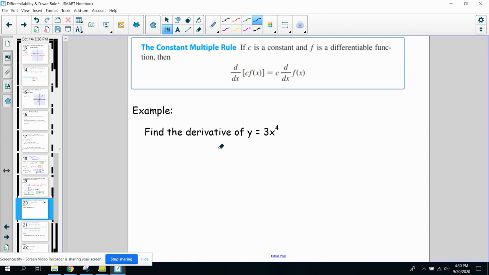So if I have y equals 3x to the 4th, and I'm finding the derivative, y prime is equal to, I'm going to multiply the 4 down in front. So it's 4 times 3, so I get 12. X, the exponent is going to subtract 1. So 12x to the 3rd.